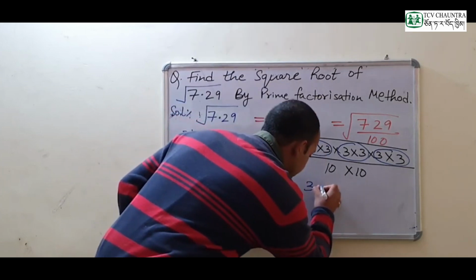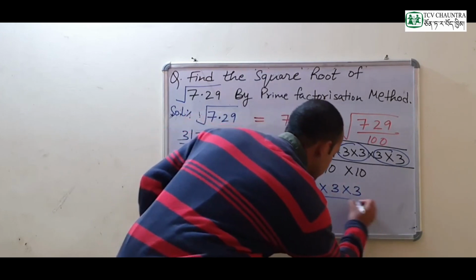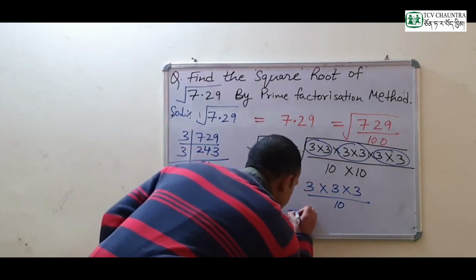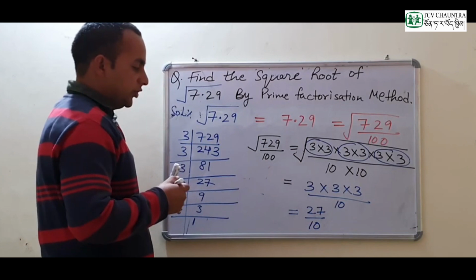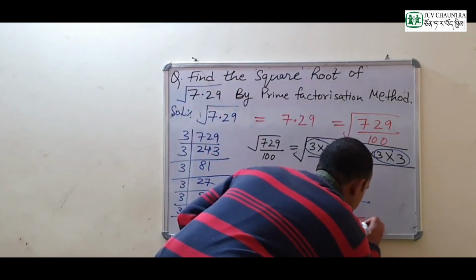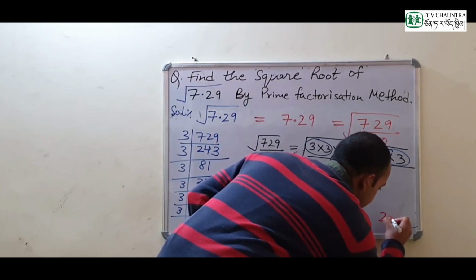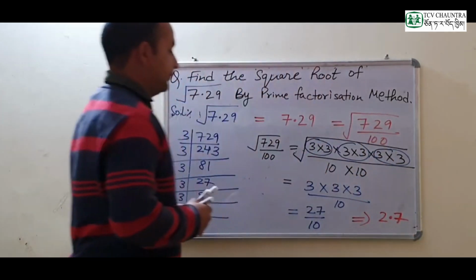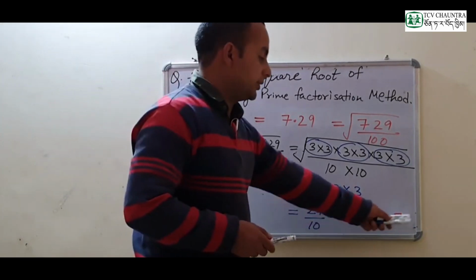So you can write only 1, 3 multiply 3, and you can write 10 only once. So 3 3s are 9, and 9 3s are 27. So 27 divided by 10, which means you put a decimal. So 2.7. So square root of 7.29 is 2.7.